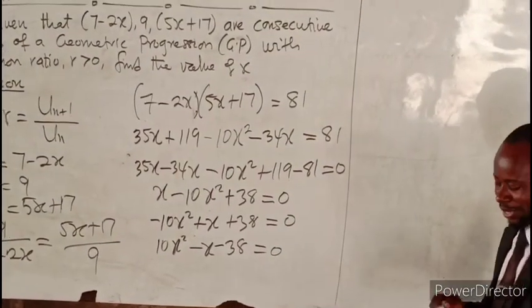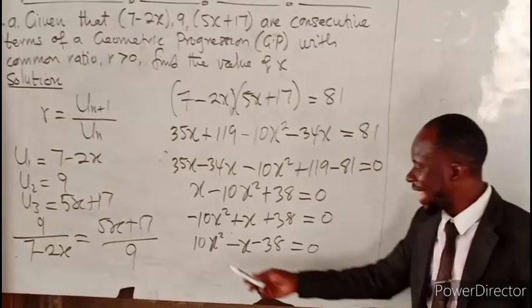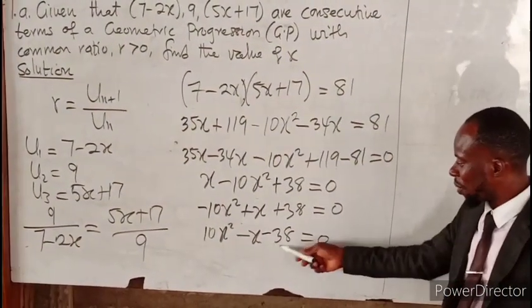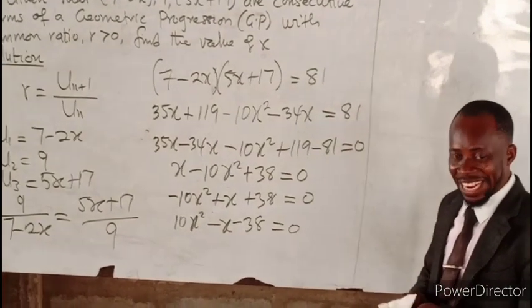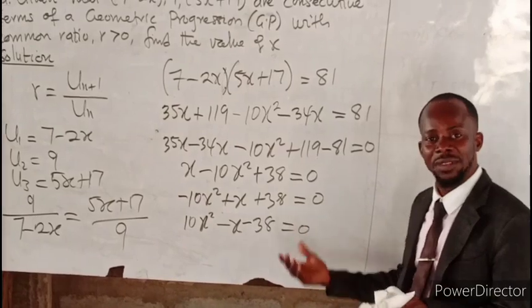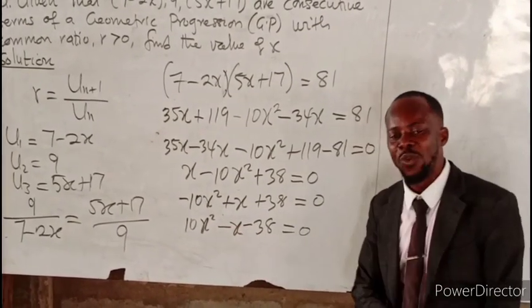A simple quadratic equation where we need to use the a, as in 10, to multiply the c, as in 38. In your mind, you are getting 380. Can you get the factors of 380 that, when you add, you get 1?